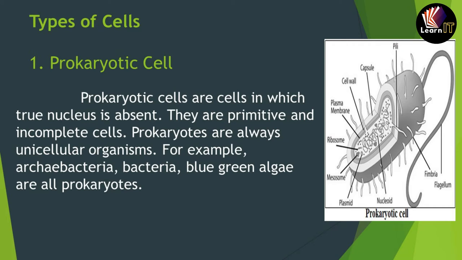Now prokaryotic cells are cells in which the true nucleus is absent, which means it doesn't have a nucleus. They are primitive. Primitive means old and incomplete cells. They don't have all the important things. And prokaryotic cells are always unicellular organisms. If an organism has these kinds of cells, it will be unicellular, made up of a single cell. For example, archaebacteria, bacteria, blue-green algae, and all types of prokaryotes.